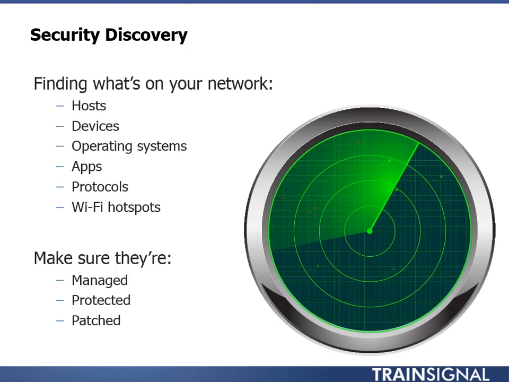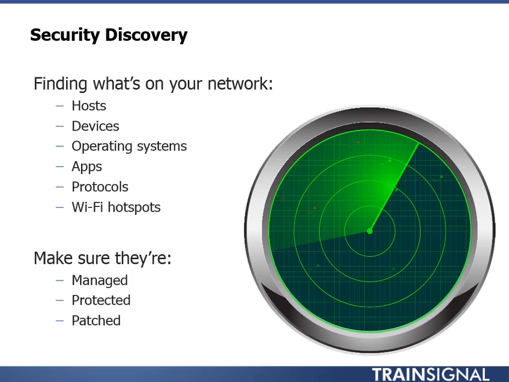Here's what you're going to find. You're going to find all sorts of hosts. And the word host could refer to anything. It could be a router, it could be a smartphone, it could be a PC. You'll find devices like switches and hubs. You'll be able to identify different operating systems. So you can use a network scanner to determine whether it's a Windows 7 box or Windows 8 box or a Mac or a Linux or a smartphone.